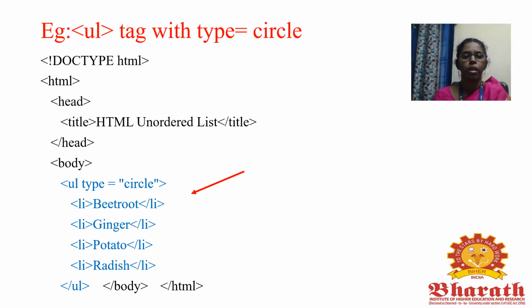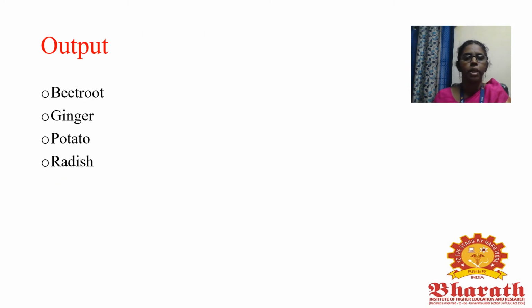So when we save this program and if you open this program in a web browser, the output will be beetroot, ginger, potato, radish. These are the list items that is prefixed by a circle bulleted text. It is not a disk, only the outline will be displayed. Outline of the disk will be displayed. So this is the third type.